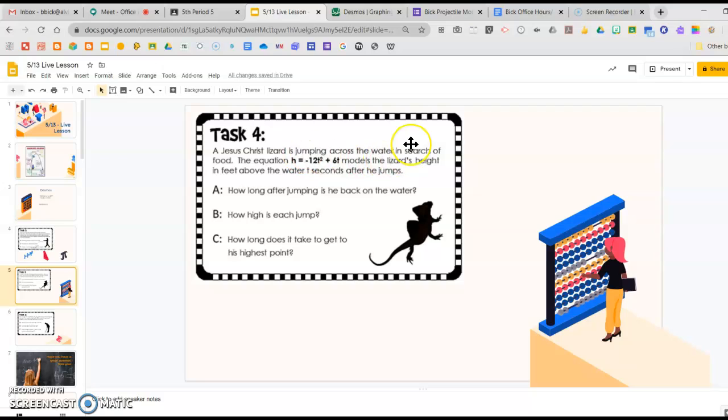A Jesus Christ lizard is jumping across the water in search of food. The equation h equals negative 12t squared plus 6t models the lizard's height in feet above the water t seconds after he jumps. They use h to represent height and t to represent time, but we're going to switch it to x and y.